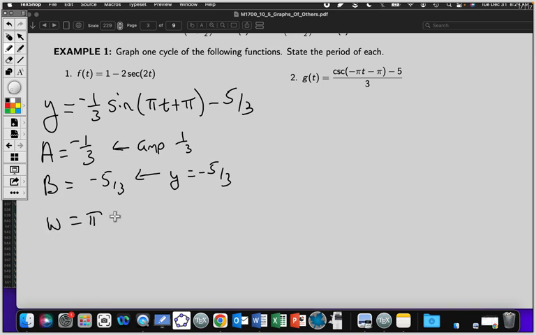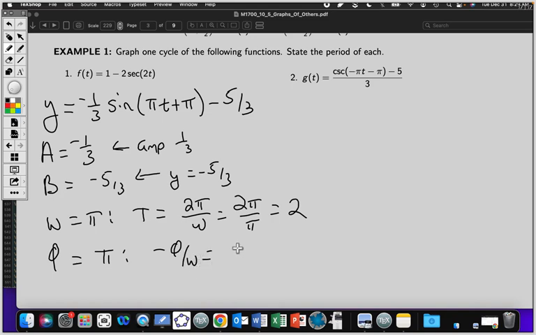Omega here is pi, so our period is 2 pi over omega. That's 2 pi over pi, so the period is just 2. Our phase angle is also pi, so our phase shift, minus phi over omega, would be minus pi over pi, and that is going to be minus 1. So we're going to start here at minus 1.